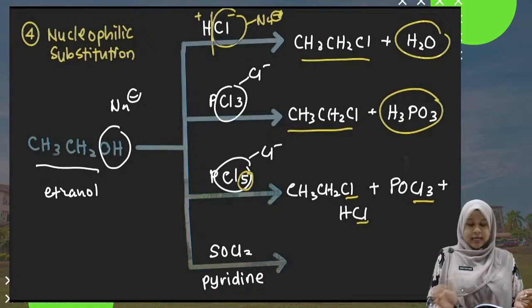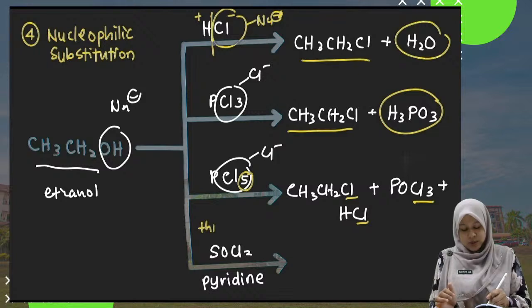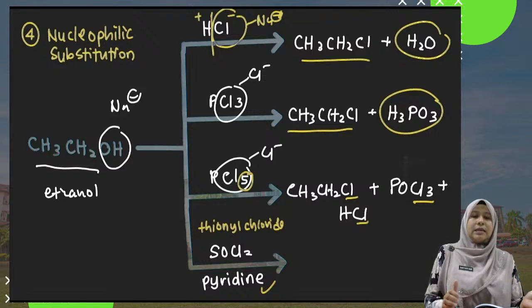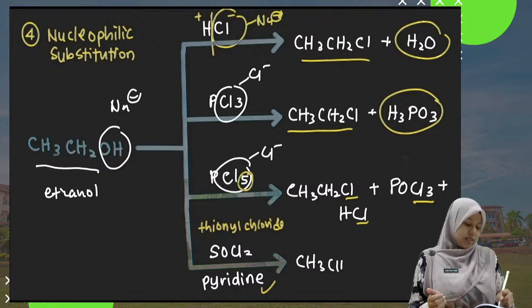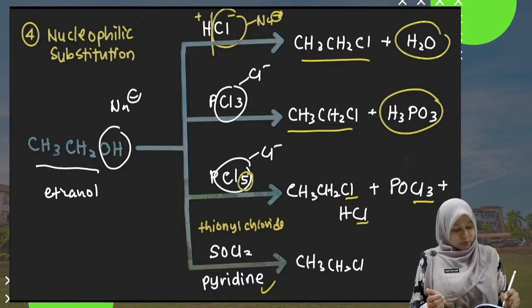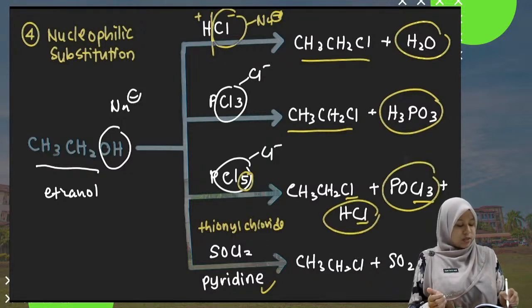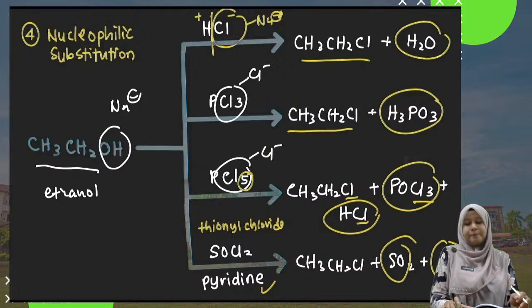Dan seterusnya kita ada reaction with thionyl chloride. Ni nama dia thionyl chloride in pyridine. Okay, thionyl chloride dia kena ada pyridine. Kalau tak ada pyridine, so thionyl tu dia tak boleh nak react lah. Okay, dia punya produk dia kita akan dapat CH3CH2Cl. So dia punya side product SO2 plus dengan HCl. Okay, beza kat sini. Okay, so semua side product ni wajib kena hafal lah untuk nucleophilic substitution.